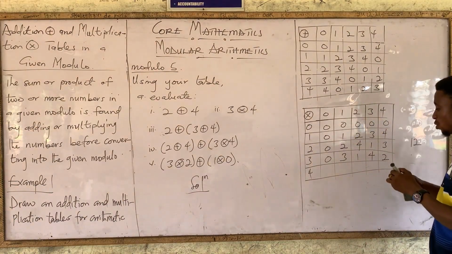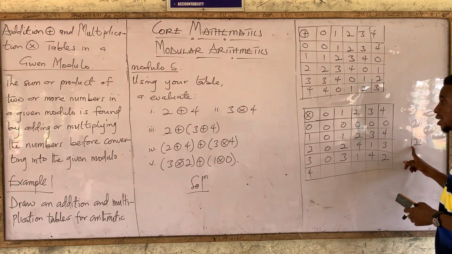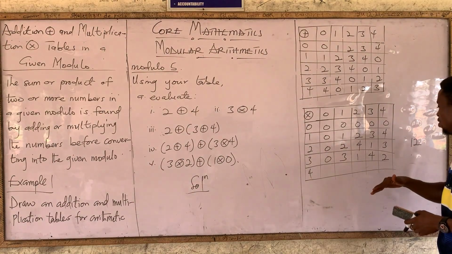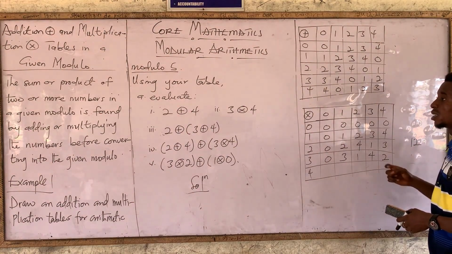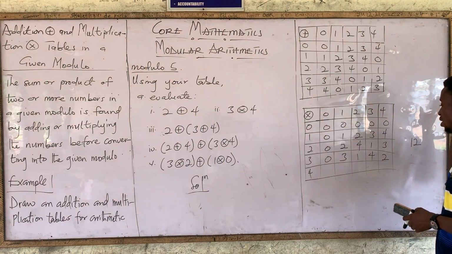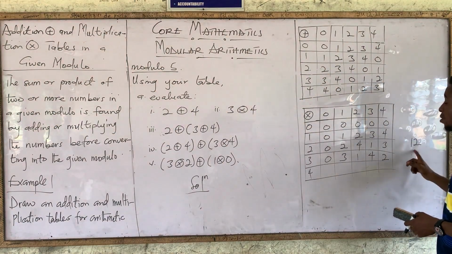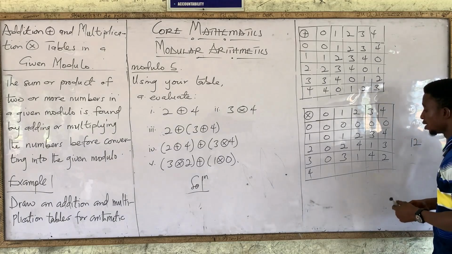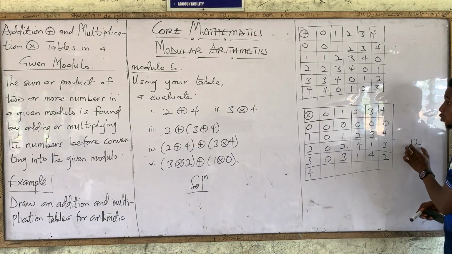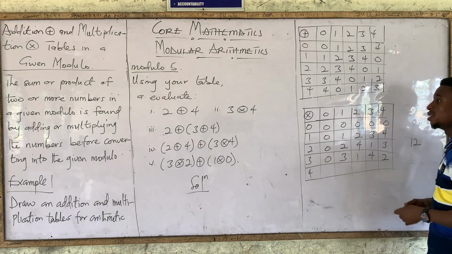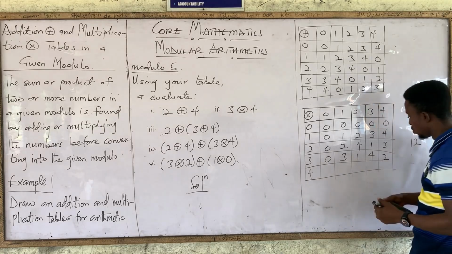So 12 in mod 5 is what? 2. Because we are going to have 2 sets of 5s here. Then what is left? That is 2. That is 5 times 2 is what? 10. Then subtracting the 10 from this, we get the 2. Or you can use the 12 divided by 5, then you use the least fraction as we've been doing.